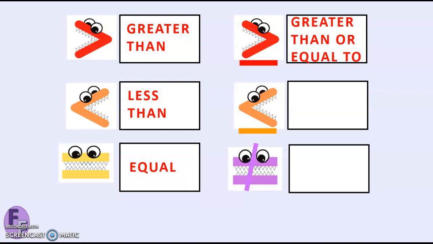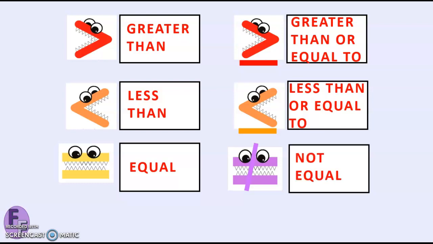Another symbol is greater than or equal to. This means that the numbers can either be the same or larger. Next, we have less than or equal to. And then we have not equal.